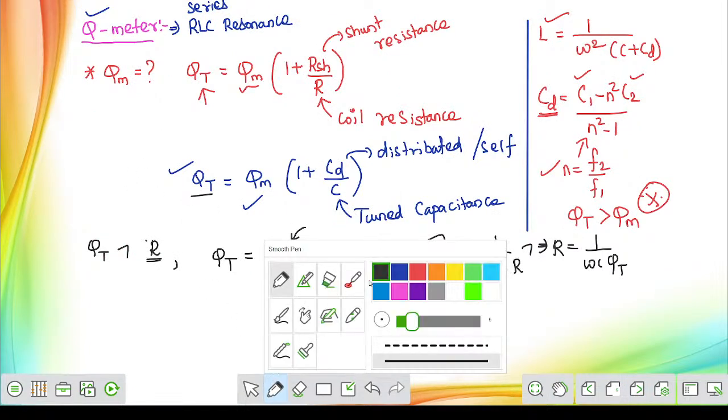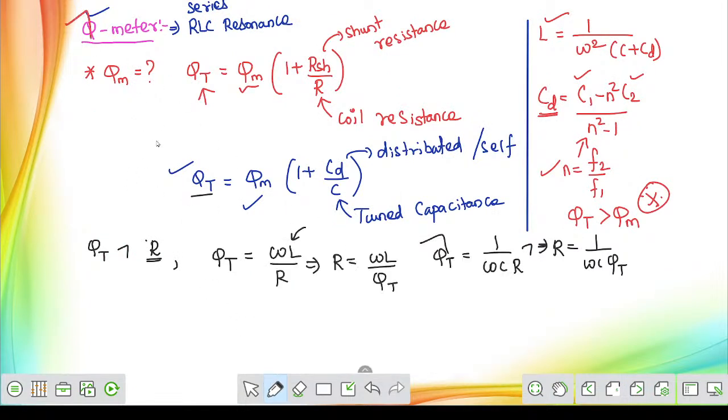Next most important area that we must focus on is Q meter. As we are observing, the first key point is that Q meter works on the principle of series RLC resonance. In Q meter, you will have to measure the true value of the quality factor from the given measured value of the quality factor. Or they will ask you to find the measured value of the quality factor by giving the true value, the shunt resistance and the coil resistance, everything they will give. So I'm not discussing everything in detail here. I'm just giving the formulas.